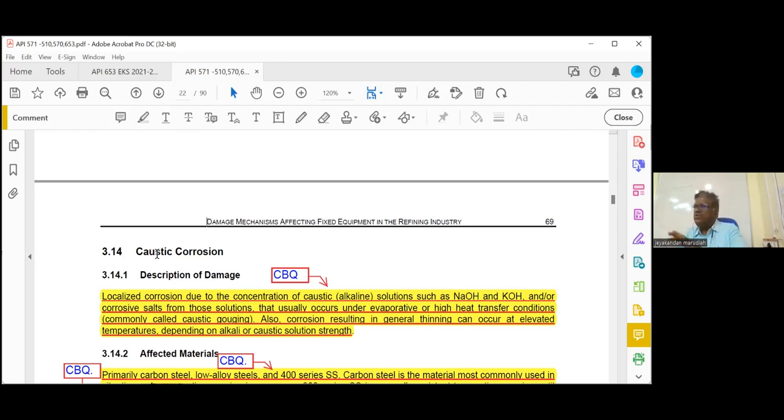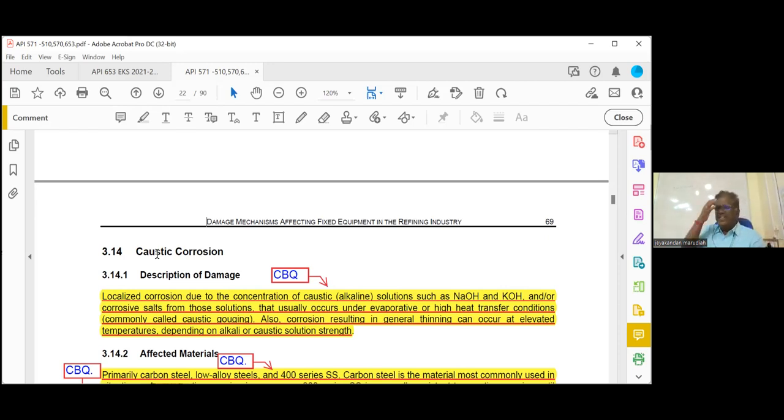Now, next one is how to prevent caustic corrosion. We have to change the design. What is meant by changing the design? You should not allow a free caustic to move separately. It should be immediately water washed. It should be immediately mixed with water. Suppose you cannot change the design, then change the material. Go for the nickel based alloy.